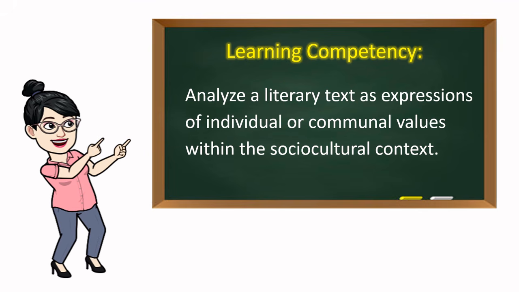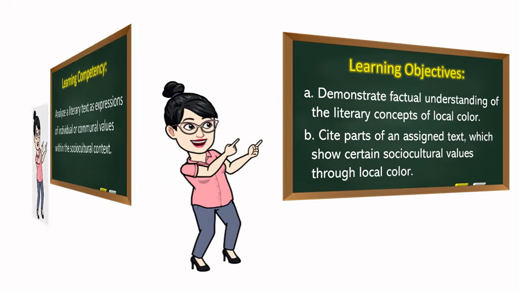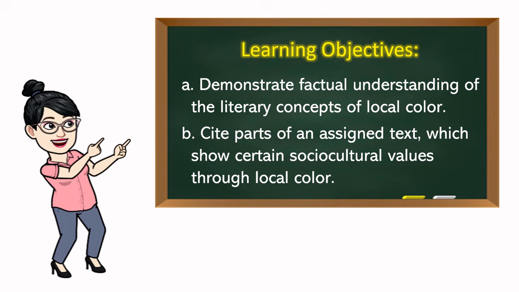The target learning competency for this video is analyze a literary text as expressions of individual or communal values within the socio-cultural context. These are the lesson objectives. Demonstrate factual understanding of the literary concepts of local color and cite parts of an assigned text which show certain socio-cultural values through local color.